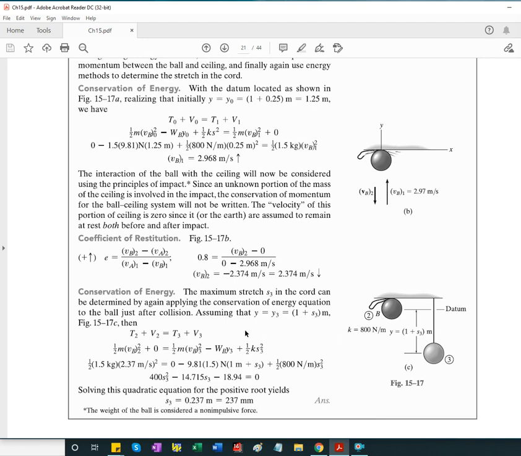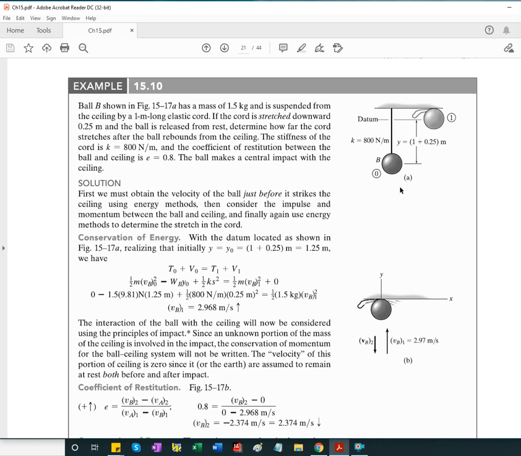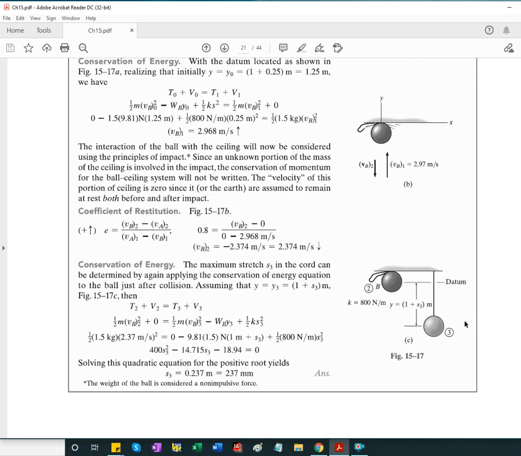Okay. And then knowing the velocity post impact of ball B, and it's downwards, that's the initial kinetic energy. And final, when the velocity is zero, the maximum stretch would correspond to the maximum elastic potential and the minimum gravitational potential. Notice that during impact, we give no consideration to the weight of the ball.